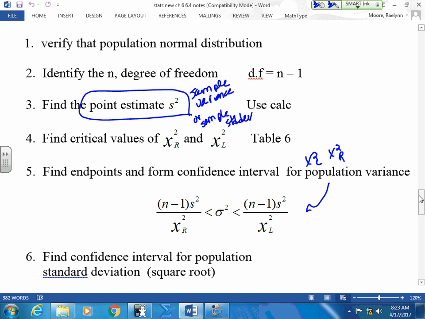We're going to take the square root of whatever numbers those are, and we get our interval for our standard deviation.